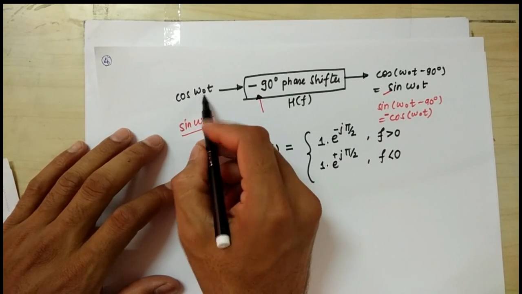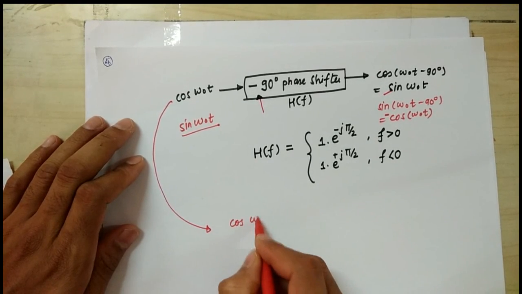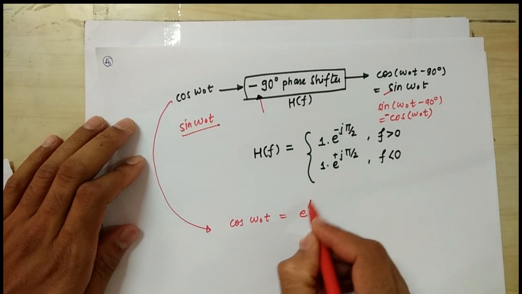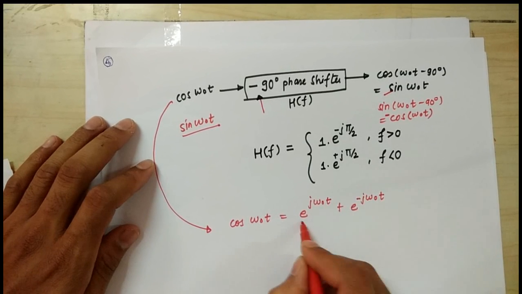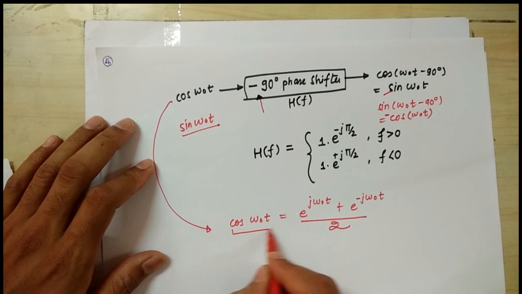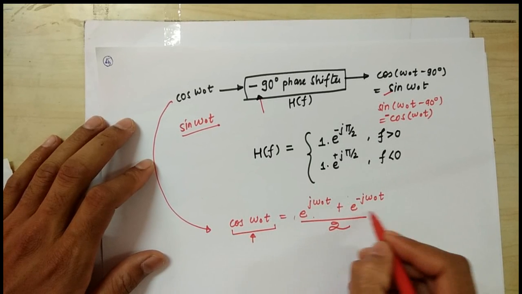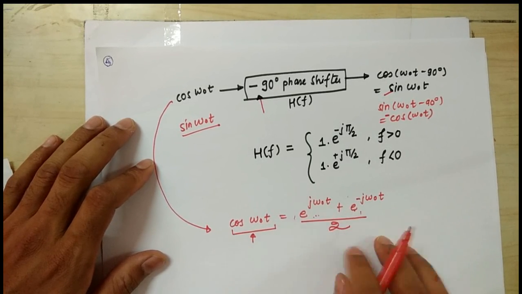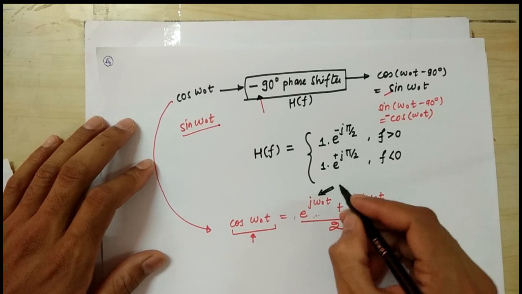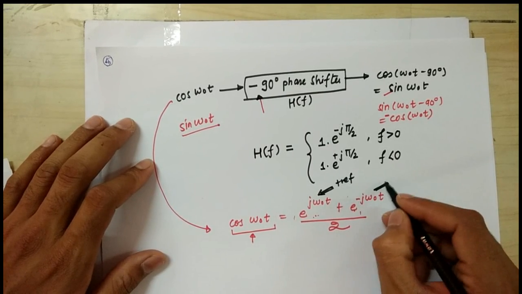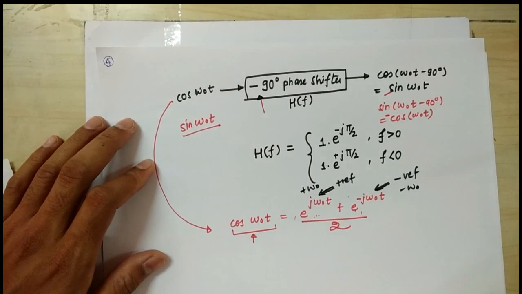So if you see cos omega naught t, you can break it like this. Cos omega naught t, where I can write it as e power j omega naught t plus e power minus j omega naught t divided by 2. So this is my real signal. This is the summation of two complex signals. This one is the negative frequency, minus omega naught, and this is the positive frequency, plus omega naught.